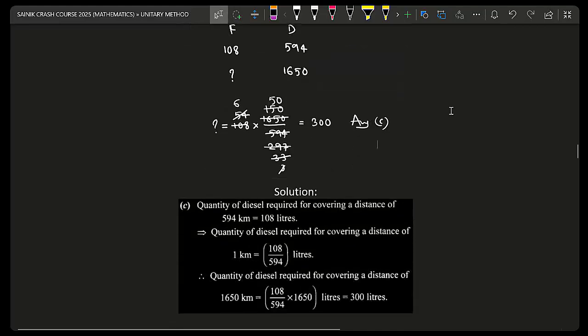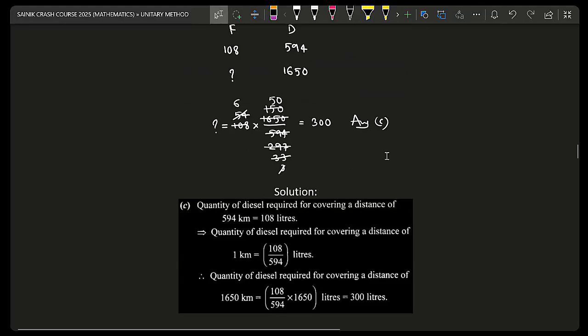So the method employed in getting the answer in the textual solution is again unitary method. 594 kilometers, 108 liters. So for 1 kilometer we can find 108 by 594. And then finally for 1650 kilometers, you just multiply and simplify. 300 liters is the answer.